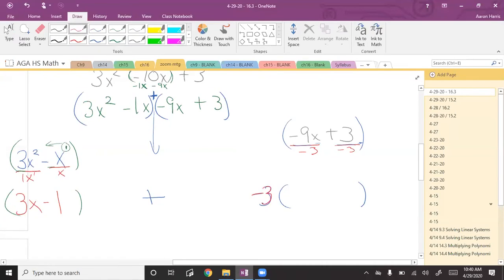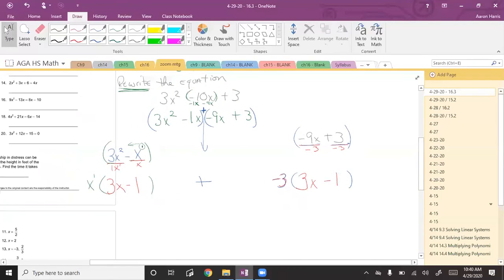I always divide by my GCF. So here we go. -9 divided by -3 is +3. Bring down the x. +3 divided by -3 is a -1. Now pay attention to this.